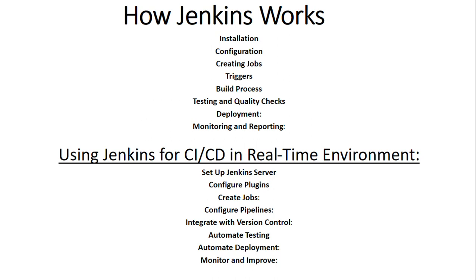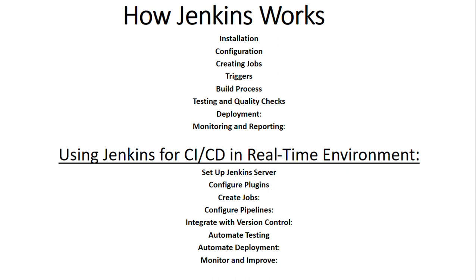So basically, how Jenkins works. Firstly, we need to install Jenkins. Jenkins is typically installed on a server or virtual machine. It can be installed on various operating systems like Windows, Linux, and Mac OS. Then, for configuration, after installation Jenkins can be accessed through the web interface. So the administrator can configure Jenkins by installing plugins, setting up users and permissions, and configuring global settings.